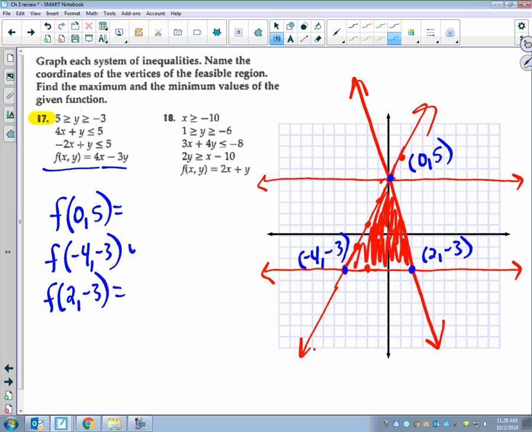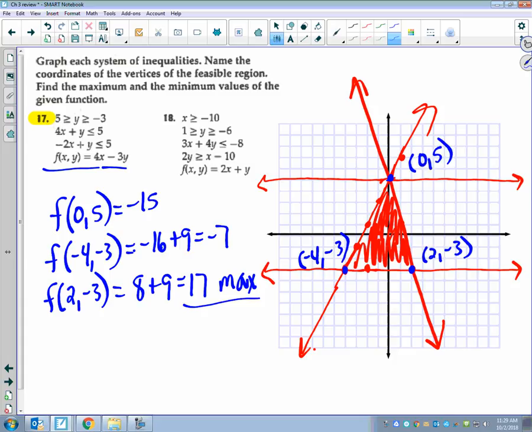So if I plug in 0 for x there, I'm just going to get negative 3 times 15 is negative 15. On this one, I'm going to get negative 16 plus 9, which is negative 7. And on this one, I'm going to get 8 plus 9, which is 17, which means my maximum is 17, and my minimum is negative 15. Okay?